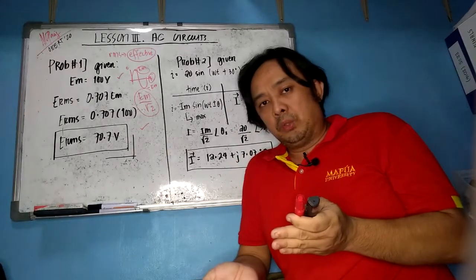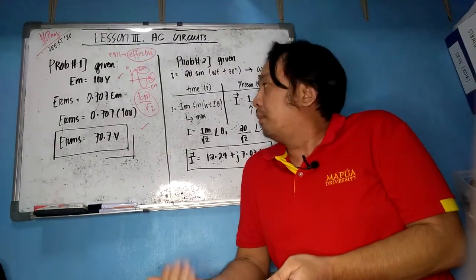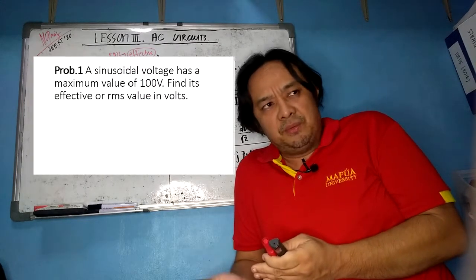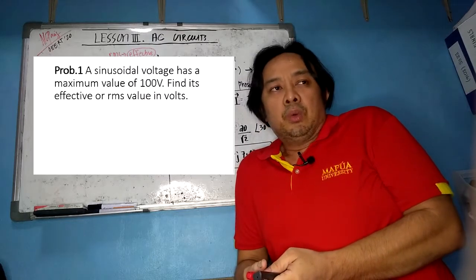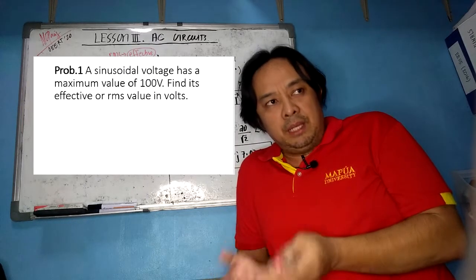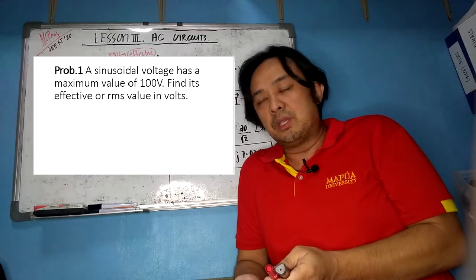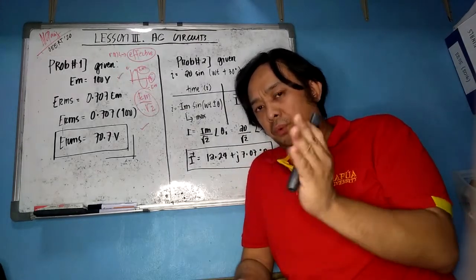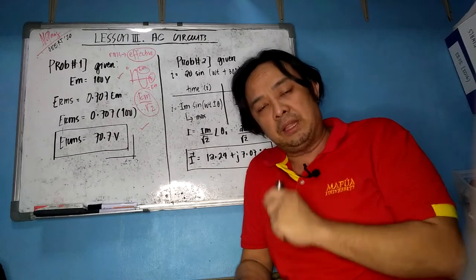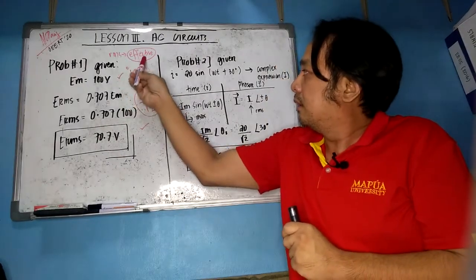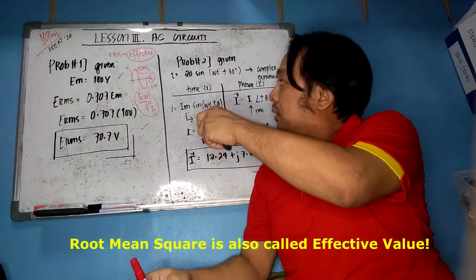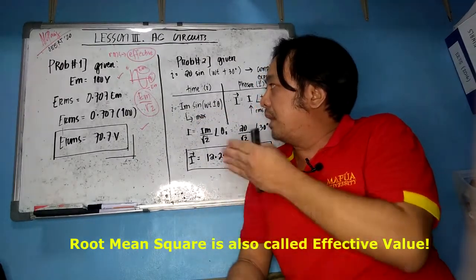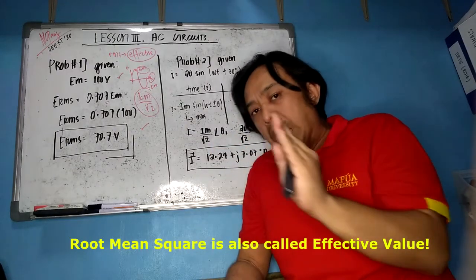Okay, let's move forward to problem solving. So problem number 1, I will read the problem first. A sinusoidal voltage has a maximum value of 100 volts. We need to find the effective RMS value in volts. So we already described root mean square, but another term for root mean square is effective value. From this given, we already have the maximum value.